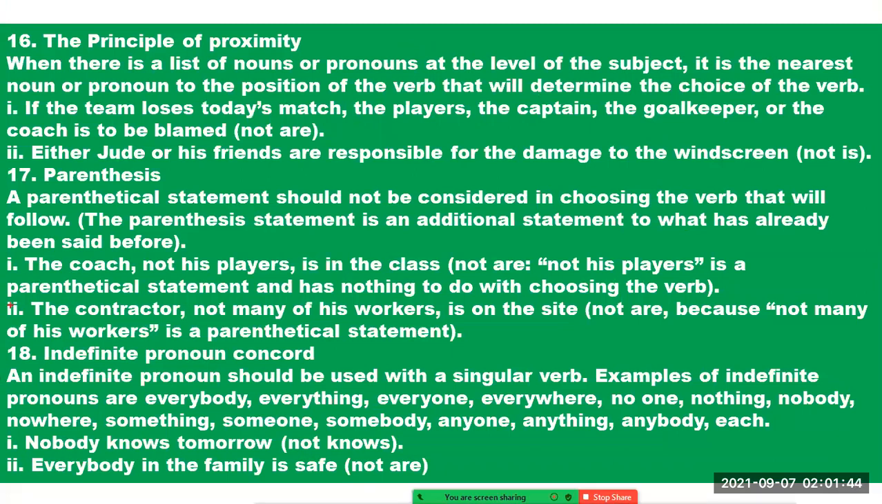And this is where we have the principle of proximity, even though we saw an aspect of it in one of the rules. Now, when there is a list of nouns or pronouns at the level of the subject, it is the nearest noun or pronoun to the position of the verb that will determine the choice of the verb. We already saw it in one of the rules, and especially in one of the examples that we examined. Now, let's look at the specific examples here.